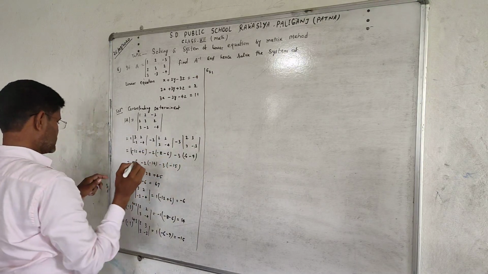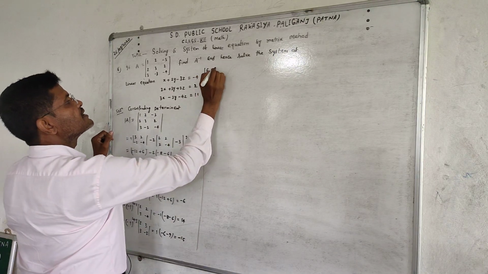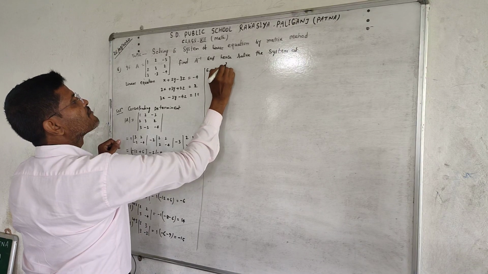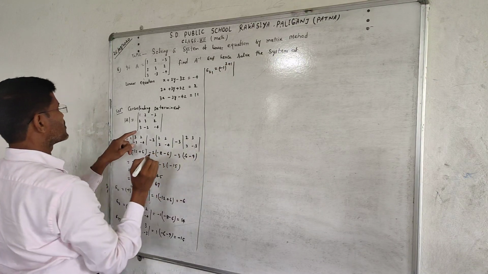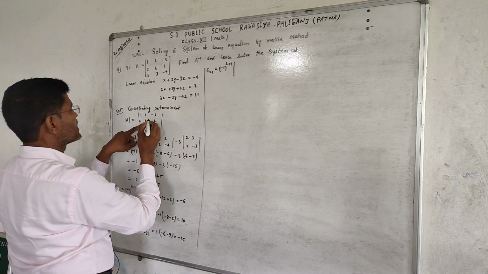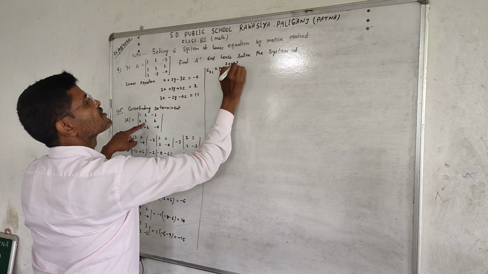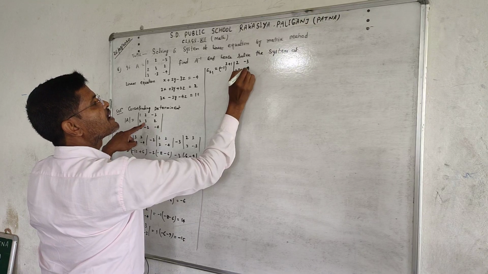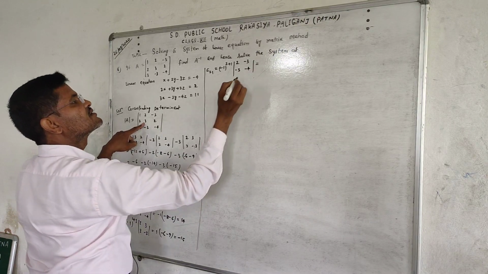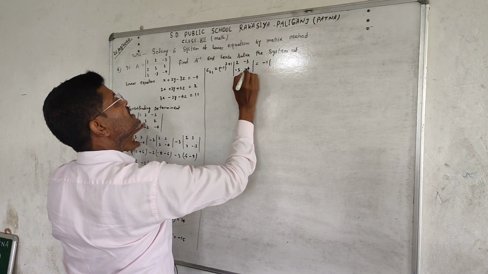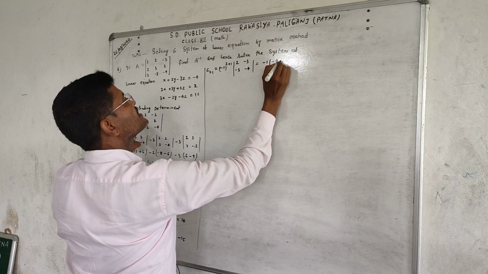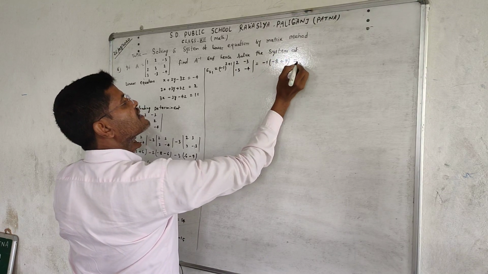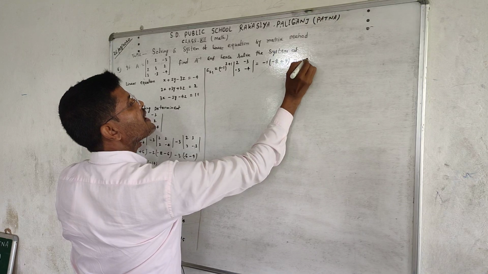A21 is from the second row. A21 is equal to (-1) to the power 2+1, and its corresponding determinant is |2 -3; -3 -4|, which is equal to -1 times (-8 - 9), and it is equal to -1.